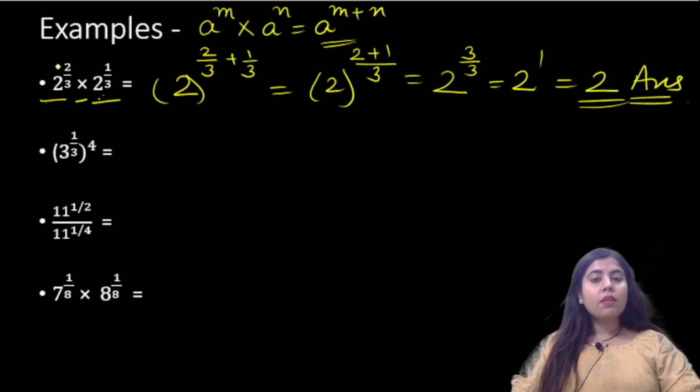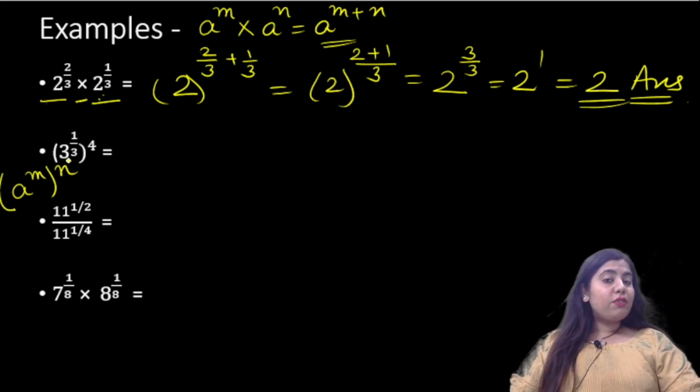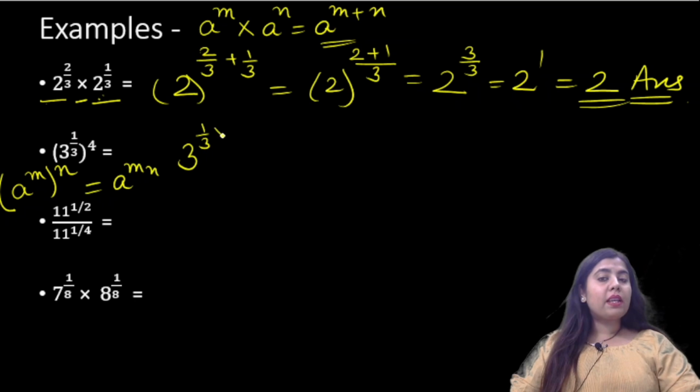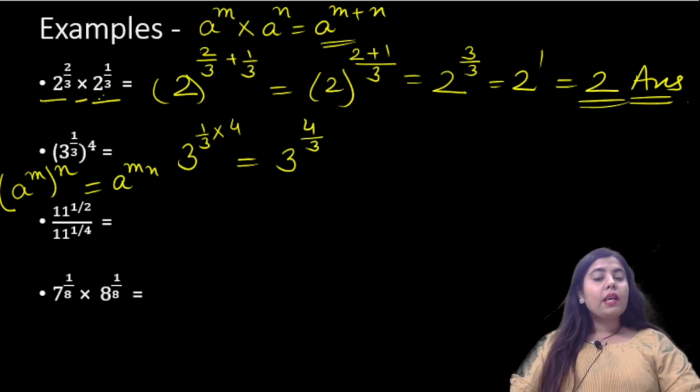Clear? Now next is 3 raised to the power 1 by 3, whole raised to the power 4. It is of type a raised to the power m whole raised to the power n. We learned the formula: a raised to the power m whole raised to the power n is equal to a raised to the power mn. So it will become 3 raised to the power 1 by 3 multiply 4. We have to multiply the powers. So it is equal to 3 raised to the power 4 by 3. This is the answer.